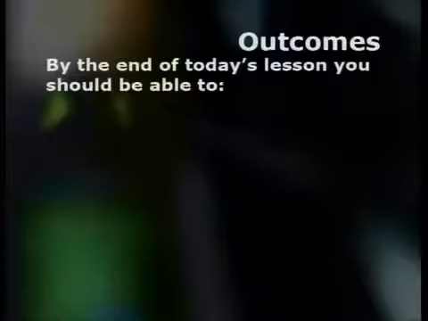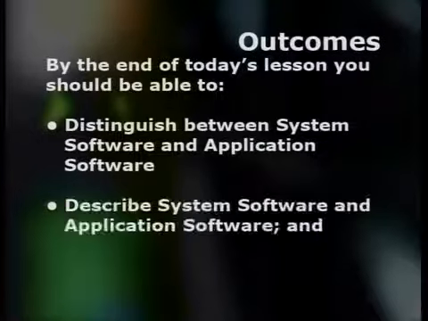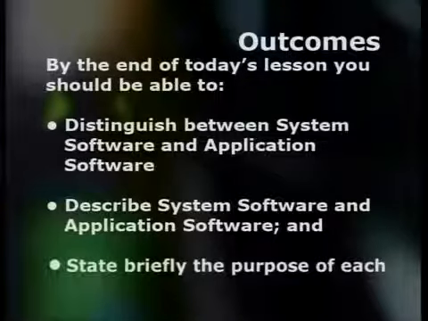Welcome to the second lesson in the series on software. During our first lesson, we learned that loading software on a computer is like giving a computer a brain. We also learned that software is categorized into two main categories: application software and system software. Today we will explore system and application software in more detail. By the end of this lesson, you should be able to distinguish between system software and application software, describe system software and application software, and state briefly the purpose of each.